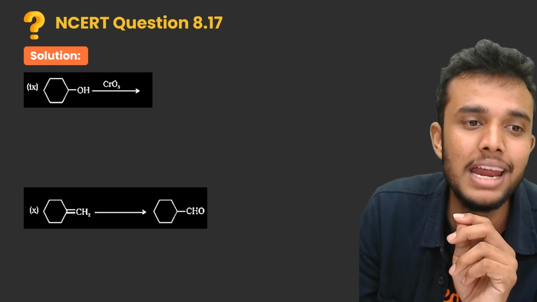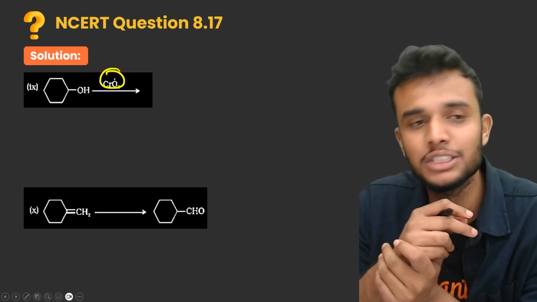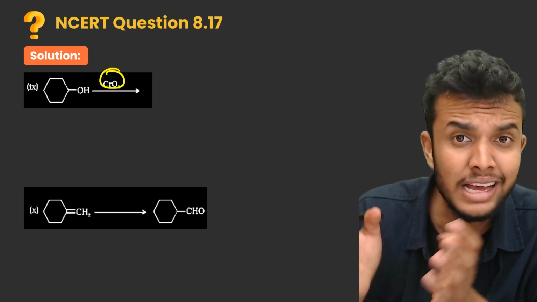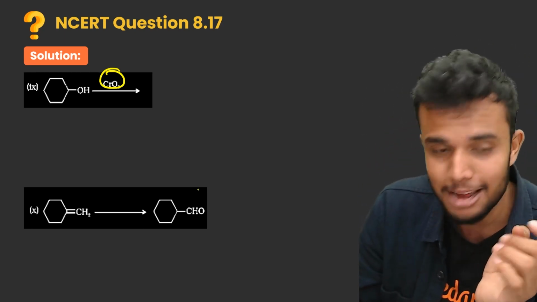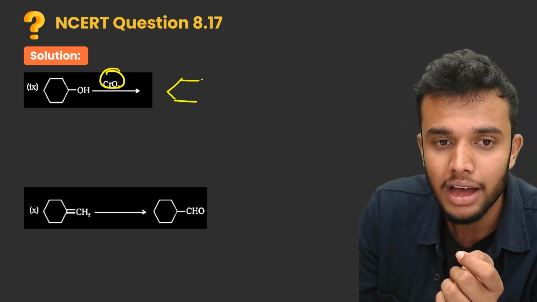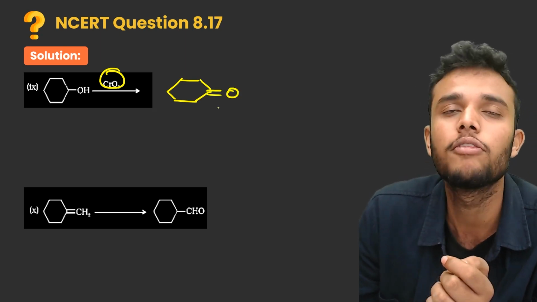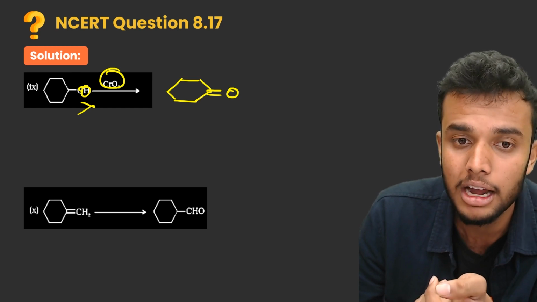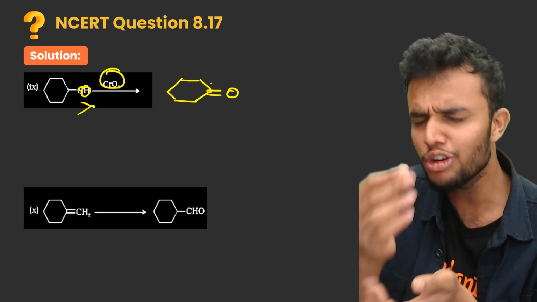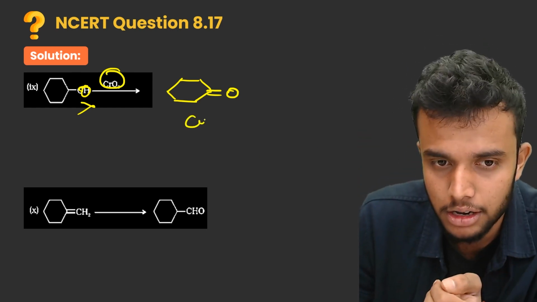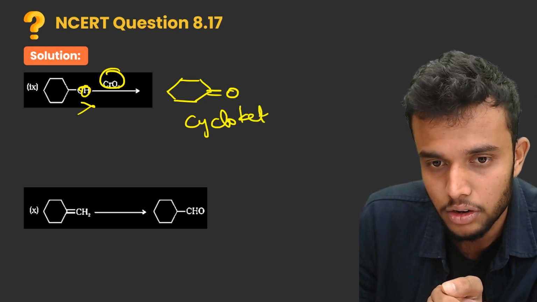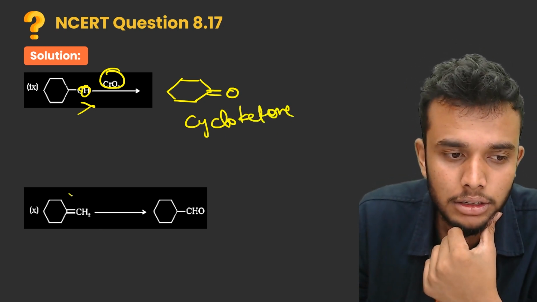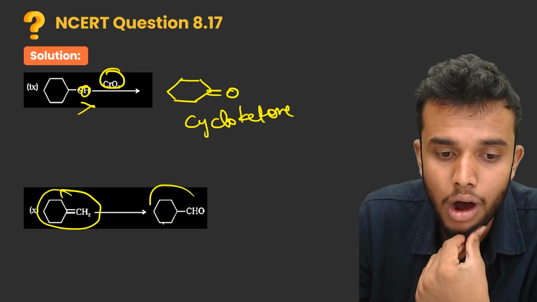Next one, it's very easy. What is the role of CrO3, students? We are already familiar with the CrO3 reagent. It's an oxidizing agent. What happened? This compound is an alcohol compound. The hydrogen is eliminated and a double bond to O is formed. A cycloketone is formed, a ketone group is formed.